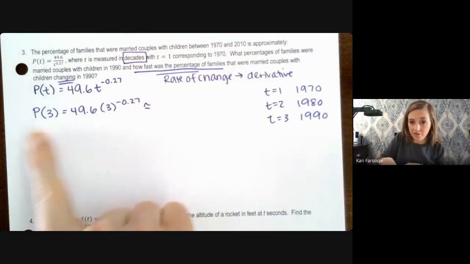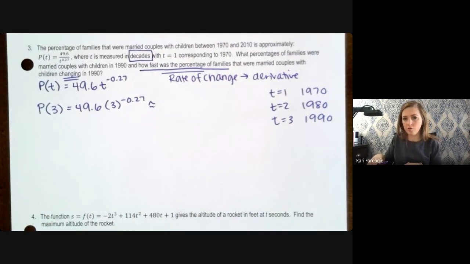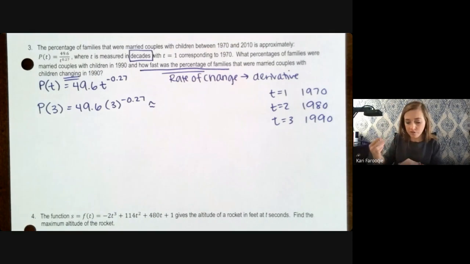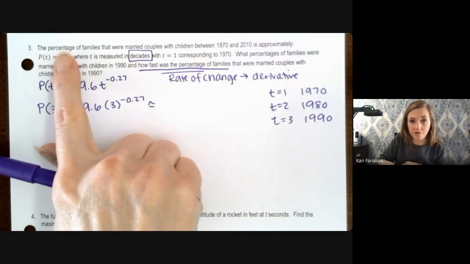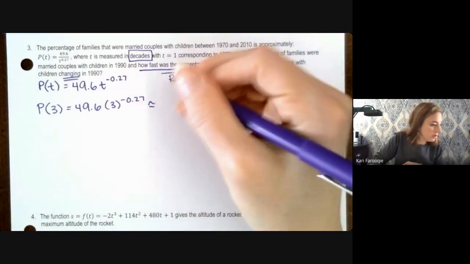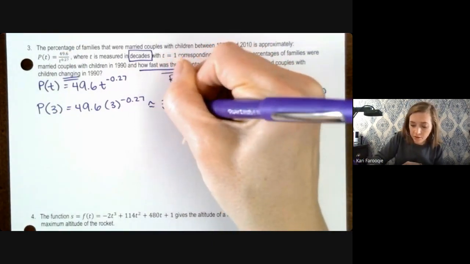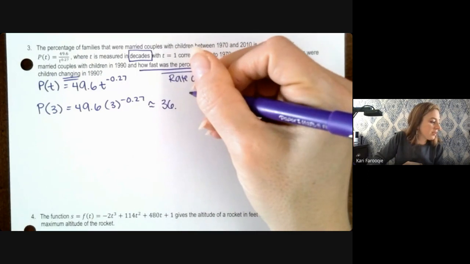And remember that this is giving you a percentage. I know sometimes when we're asked for percentages, we multiply our values by 100 to get it to be a percent. But this is already giving you that P represents a percentage. So when we get this, this is already a percent. 36 point, let's call it 87%.